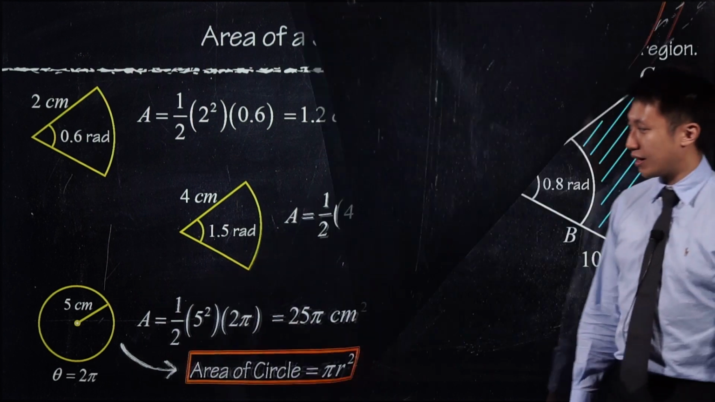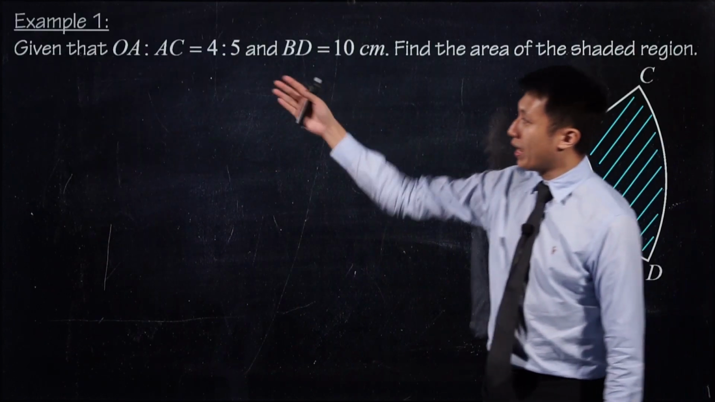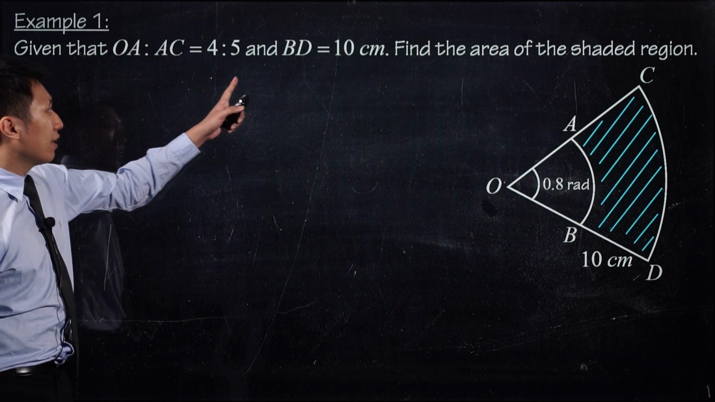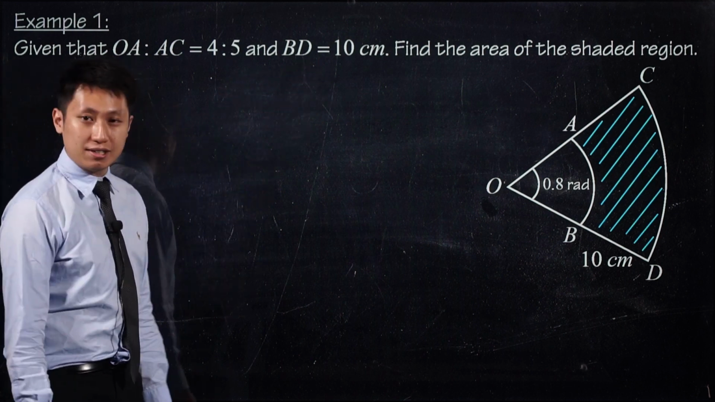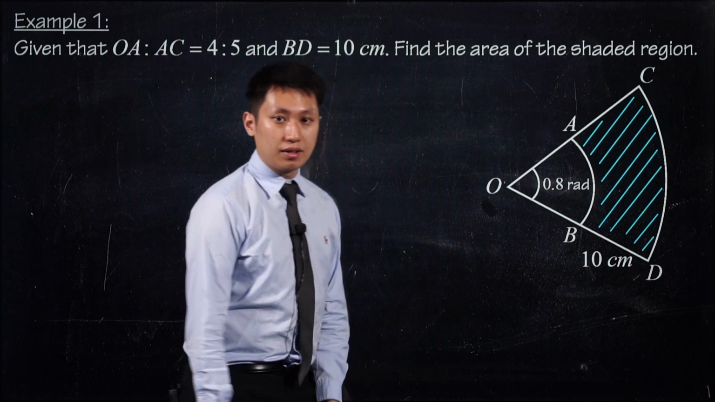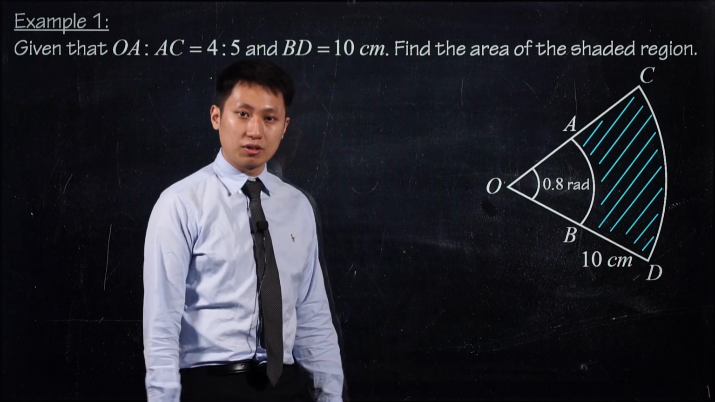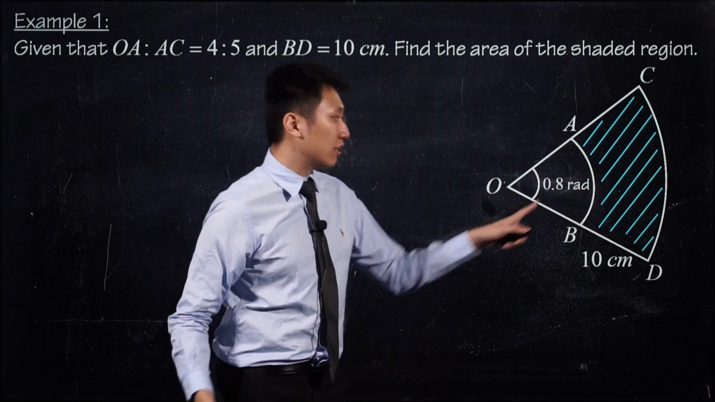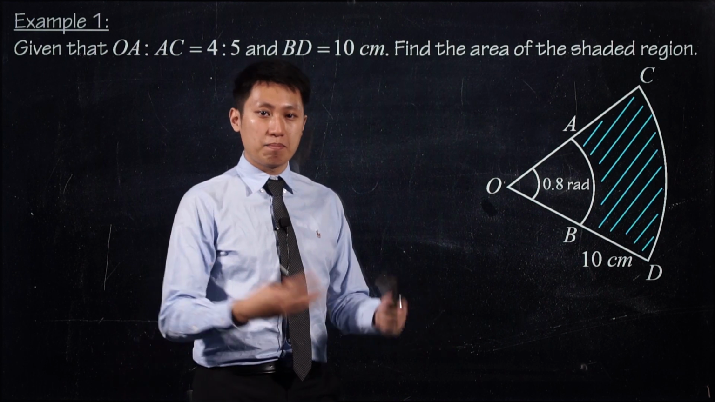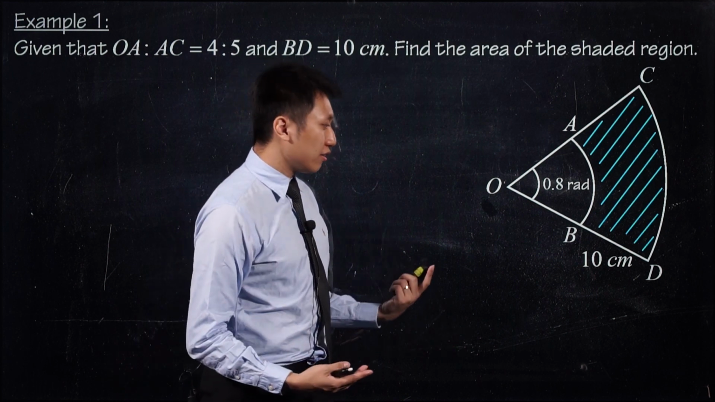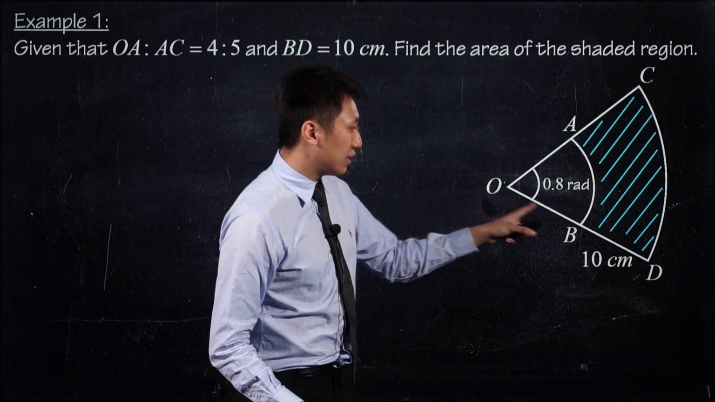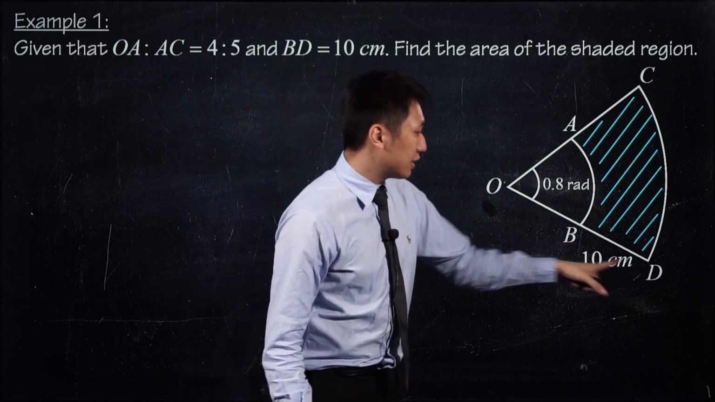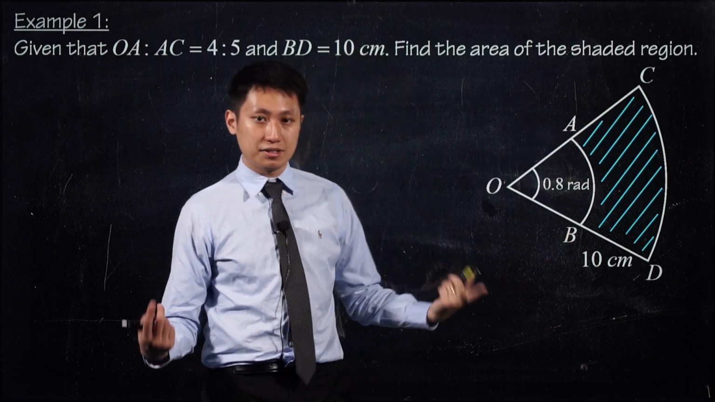Okay, good. Next, given that OA to AC is 4 to 5, BD is 10 cm. Find the area of the shaded region. If we see this, then we know what to do already, because we have two sectors here, a big sector and a small sector. We will take the big sector minus the small sector. In order to do that, we have to know the distance OB or OA. They are the same. BD is 10, so AC is also 10, because it's a sector.